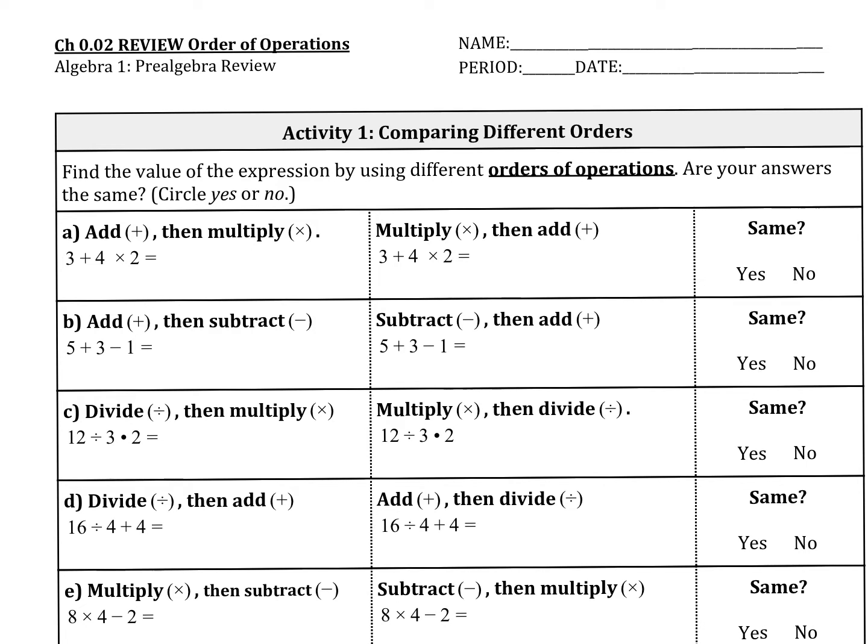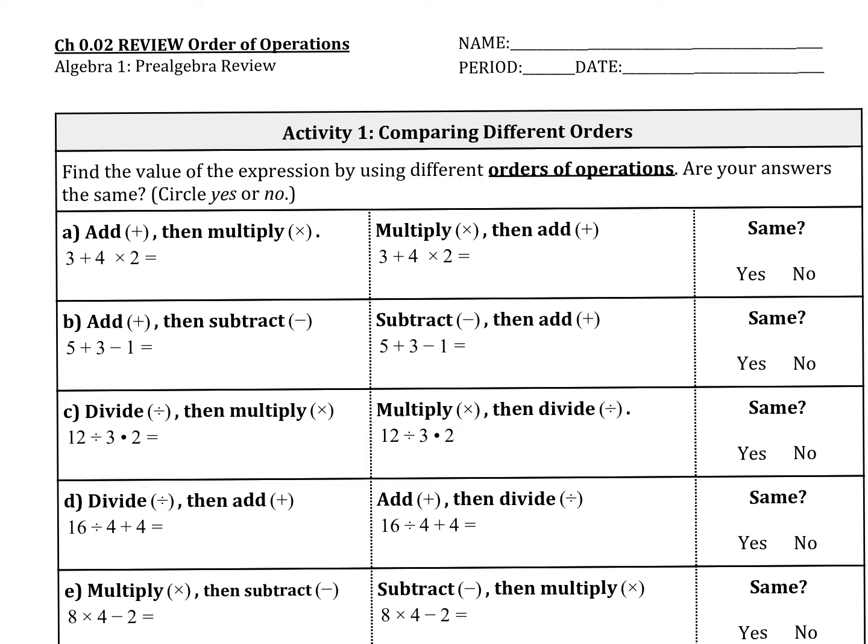Chapter 0.02, Review of Order of Operations. This is a topic from pre-algebra and we are reviewing it today. Activity 1: Comparing different orders.